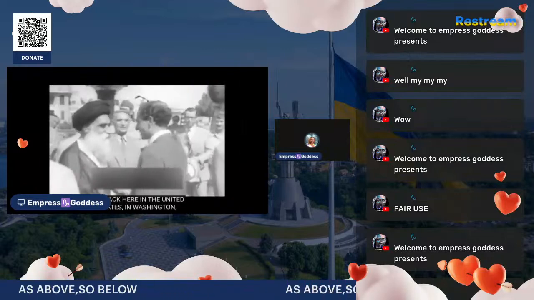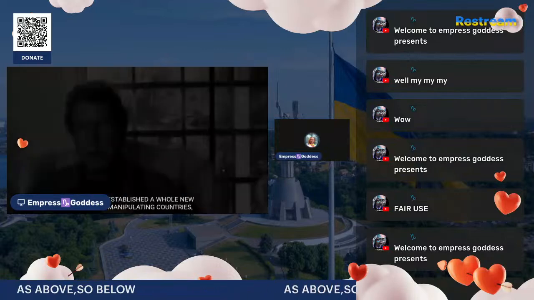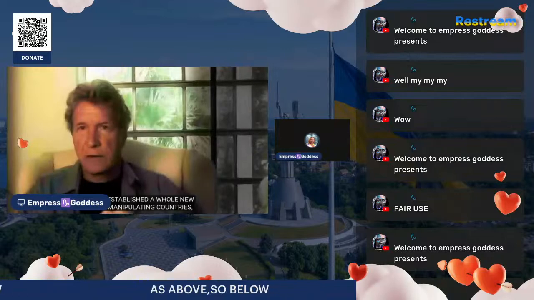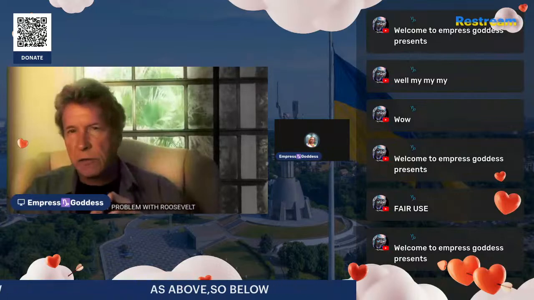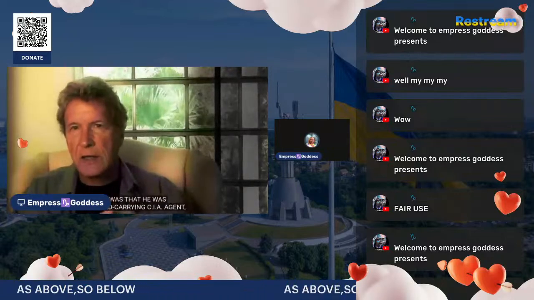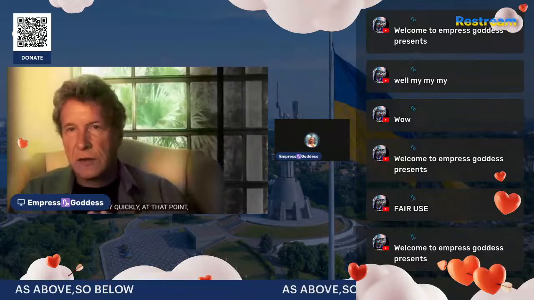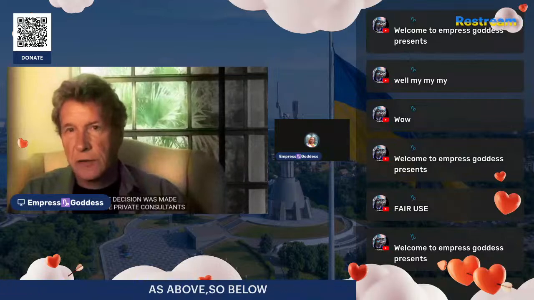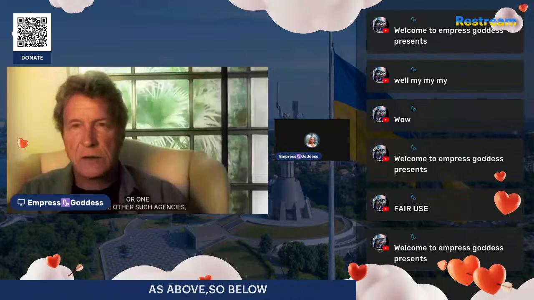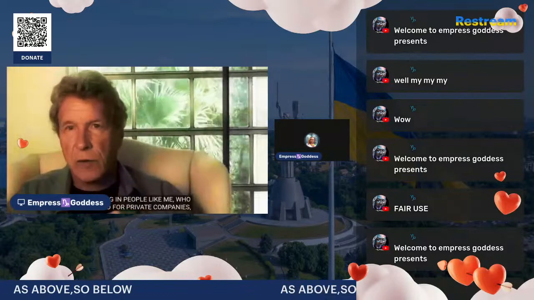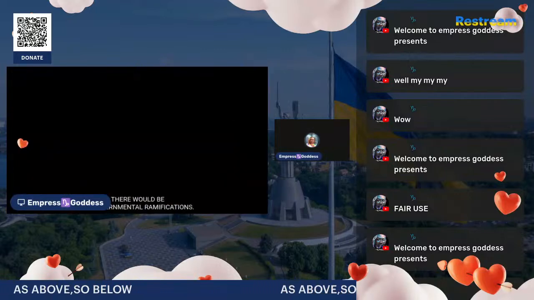So back here in the United States, in Washington, people looked around and said, wow, that was easy and cheap. So this established a whole new way of manipulating countries, of creating empire. The only problem with Roosevelt was that he was a card-carrying CIA agent, and had he been caught, the ramifications could have been pretty serious. So very quickly at that point, the decision was made to use private consultants to channel the money through the World Bank or the IMF or one of the other such agencies, people like me who worked for private companies, so that if we got caught, there would be no governmental ramifications.